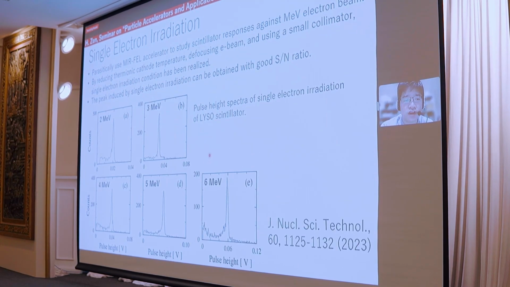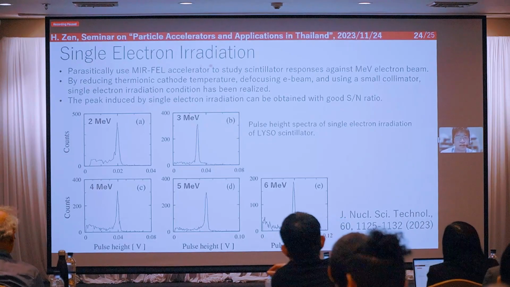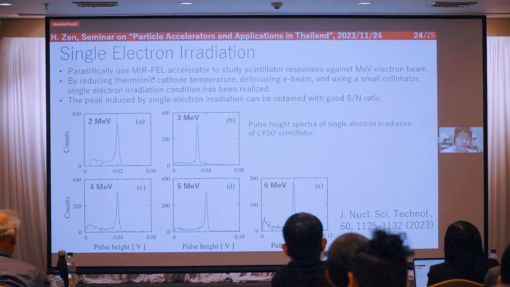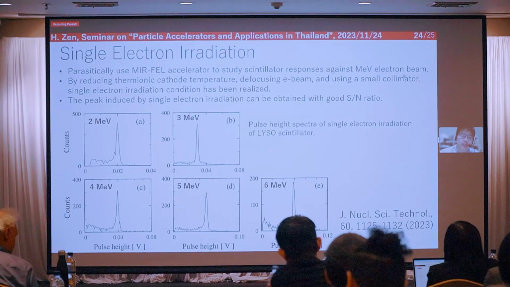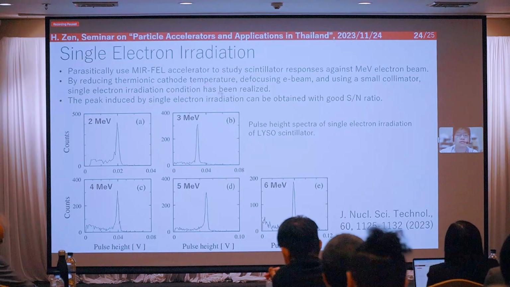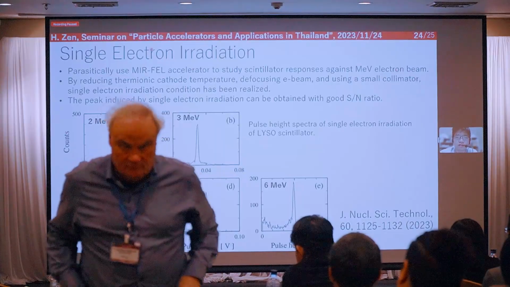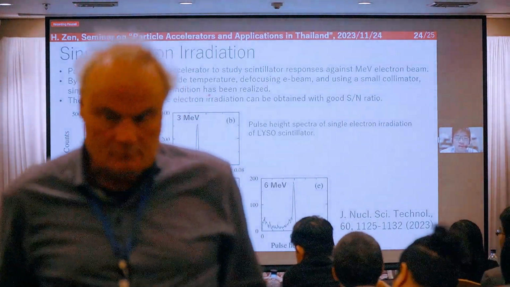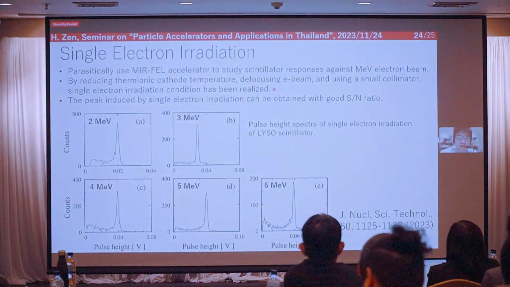And at last I introduce some exotic application with our facility. It is single electron irradiation. This is a parasitic use of the MIR-FEL accelerator to study scintillator responses against a mega electron volt electron beam. So we reduce the cathode temperature, defocus the electron beam, and use a small collimator. Single electron irradiation conditions have been realized in some port of our accelerator.